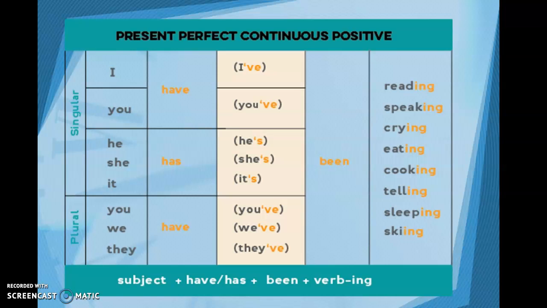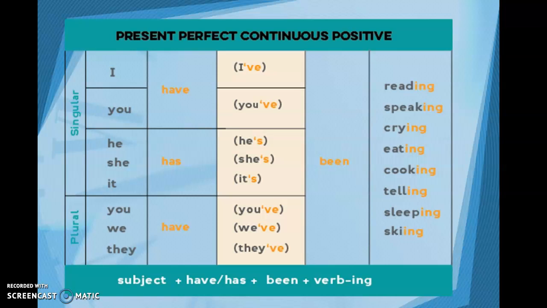Look at the table, dear students. English substitution table. First person, second person, third person. We need to know for which persons the helping verb have can be used, and for which persons the helping verb has can be used. Third person singulars, he, she, it, can be used with the helping verb has. For the rest of all persons, the helping verb have can be used.